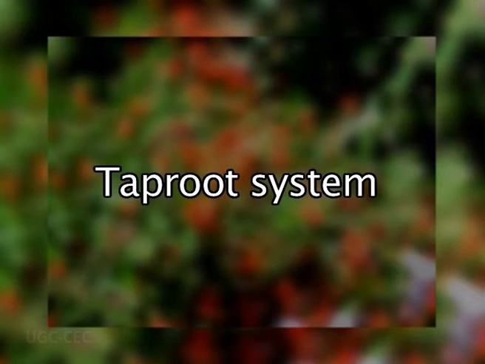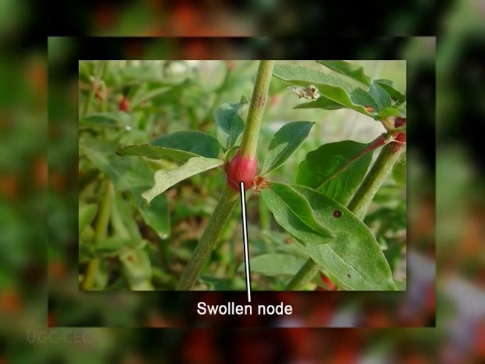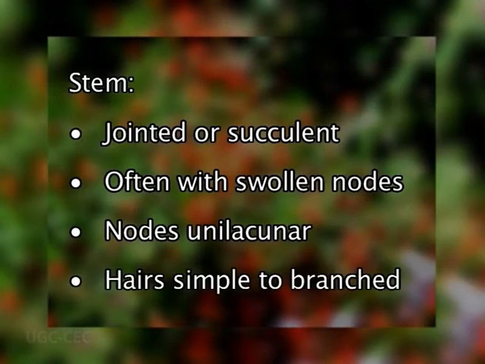Now let us discuss its root. As it is a dicot, in majority of the taxa we see a taproot system. After discussing root, the stem. The stem is usually jointed, or it can be also succulent. It's often associated with swollen nodes. The nodes are unilacunar and also the stems are hairy. These hairs can be simple to branched.